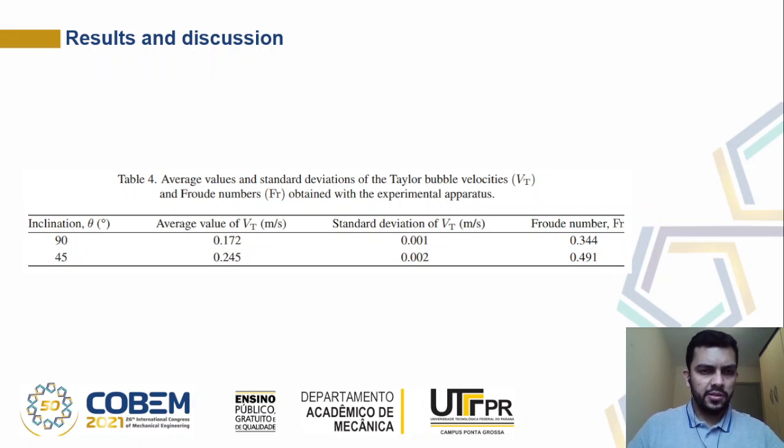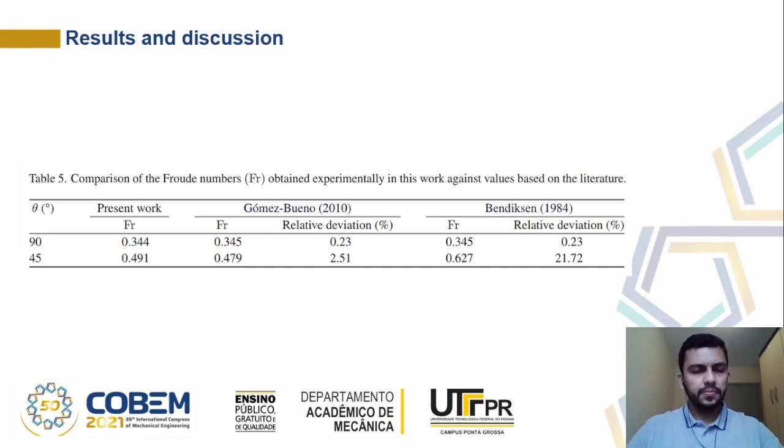With these values calculated, now table 5 shows the comparison of the Froude numbers obtained in this work against experimental values from Gomes-Bueno and against correlation by Bendixen. Against the experimental values from Gomes-Bueno, negligible deviations were obtained, up to 2.51% against the inclined pipe. This small deviation is justified by the different methods for bubble velocity determination.